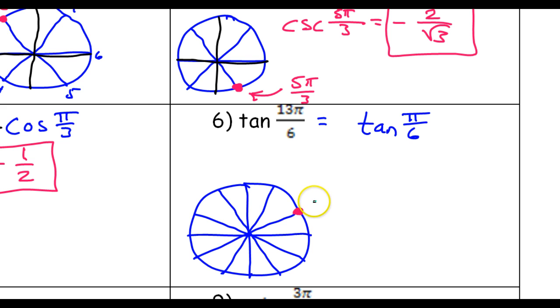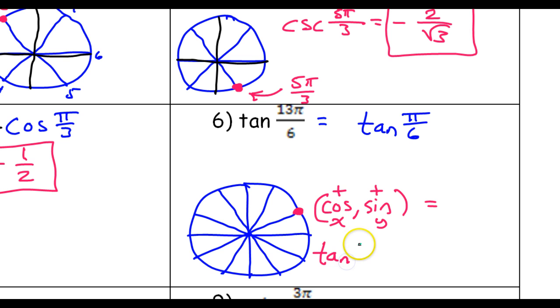Now, let's talk coordinates. You know that every point is in the form cosine, comma, sine on the unit circle. So the cosine is the x value and the sine is the y value. So in the first quadrant, everything is positive. What we want, though, is the tangent of pi over 6. But we know that the tangent is equal to the sine over the cosine.